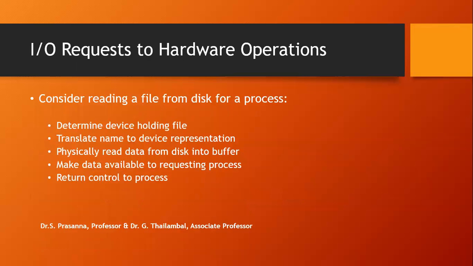So consider reading a file from disk for a process. It determines the device holding the file, translates the name to device representation, physically reads data from disk into the buffer, makes data available to the requesting process, and returns control to the process. This is how the file gets read from disk for a process.